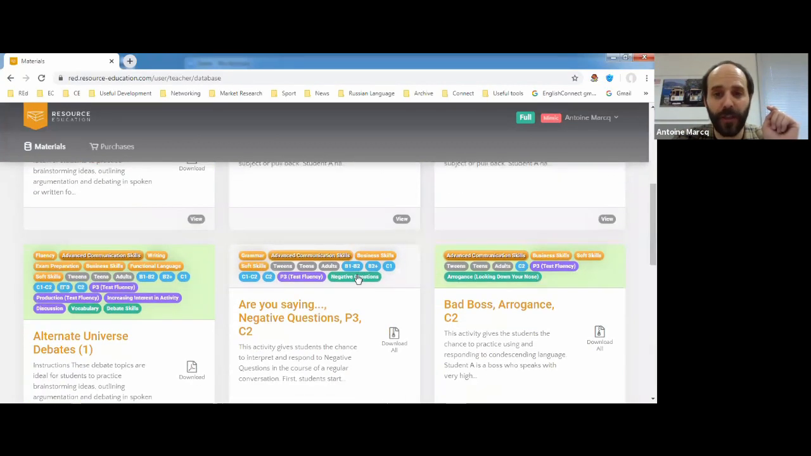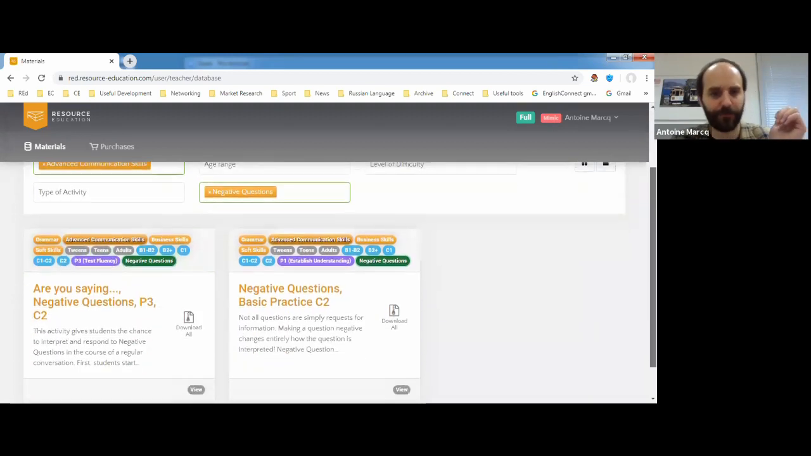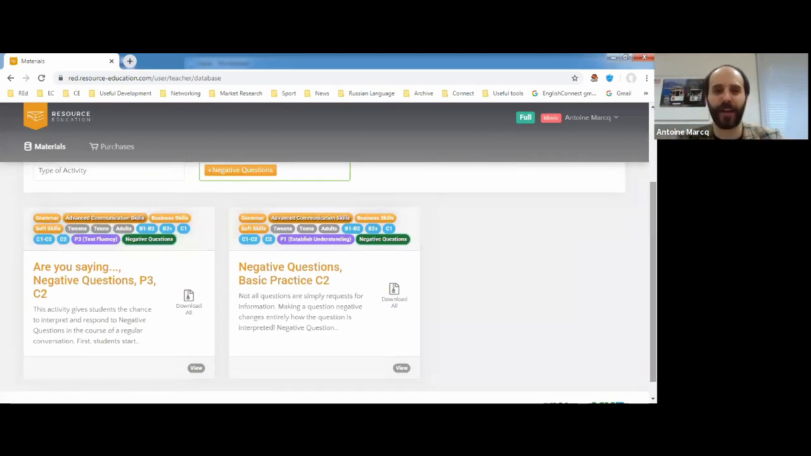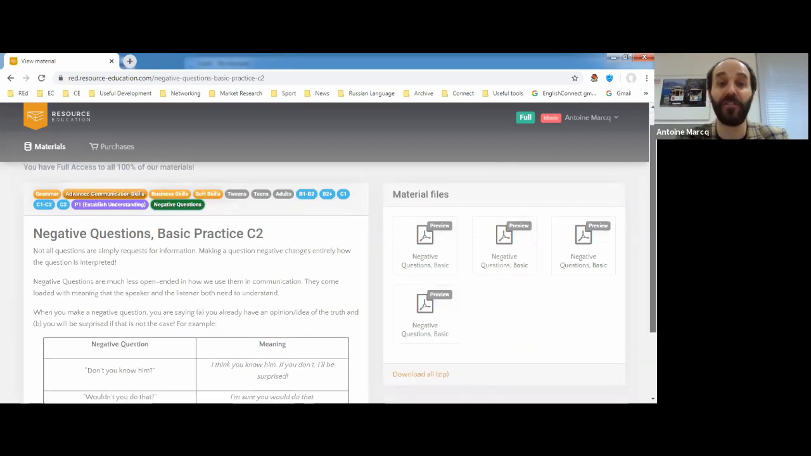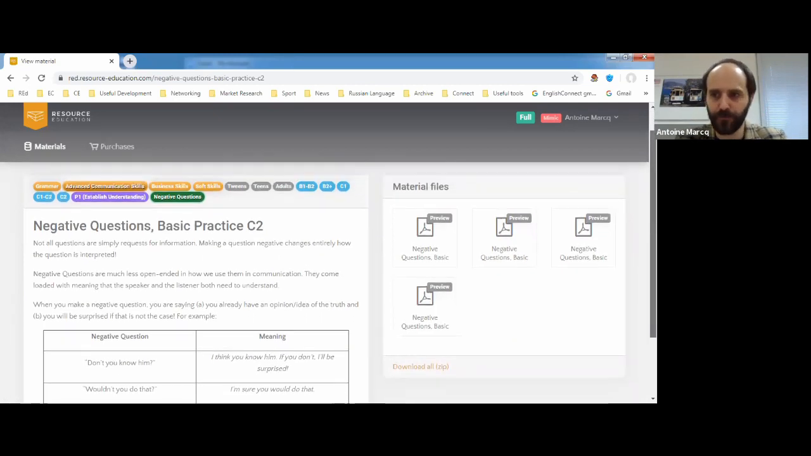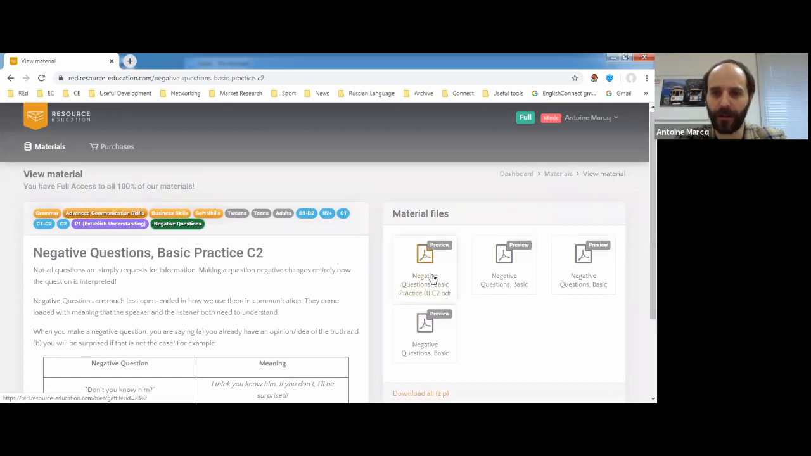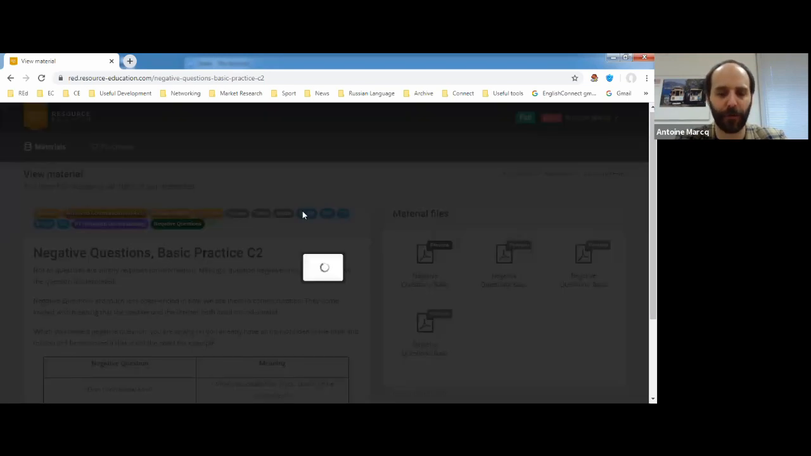You can also use these tags. You see, when you click on tags, it'll add to the filter. So here I see negative questions I want to add, and I just click it and it filters out. So only 2 activities for negative questions, but you'll see they're very, very powerful. So I open first the P1, okay? Negative questions, basic practice. And you see that we have 4 separate documents. So you can spread these out throughout your course. Let's take a look at the first one.